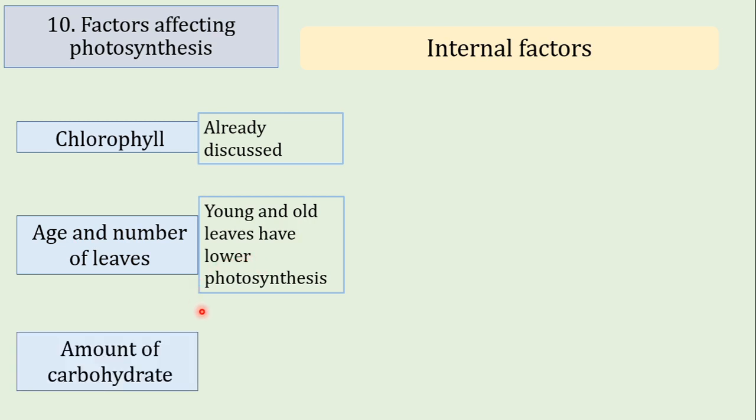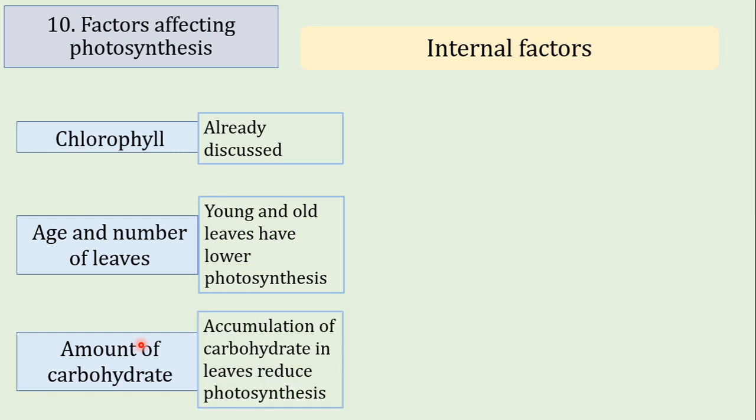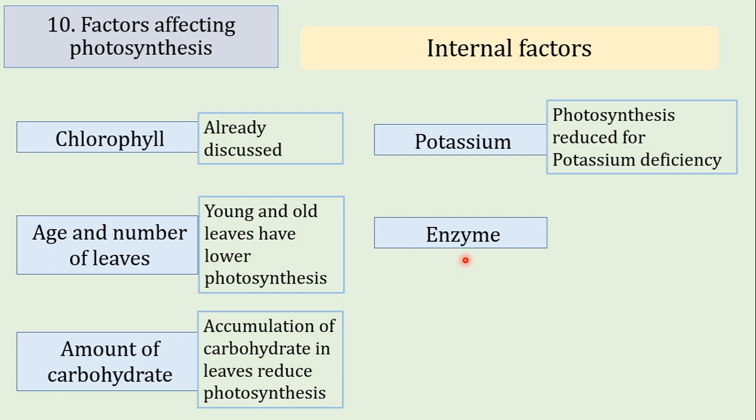What is the effect of the amount of carbohydrate? Carbohydrate is a product of photosynthesis. So if there is a high accumulation of carbohydrate in the cell, this will result in a decreased rate of photosynthesis. Potassium is an important macronutrient, so it has great importance in photosynthesis, and different enzymes are necessary to perform the photosynthesis process.